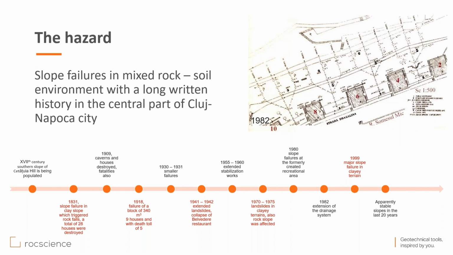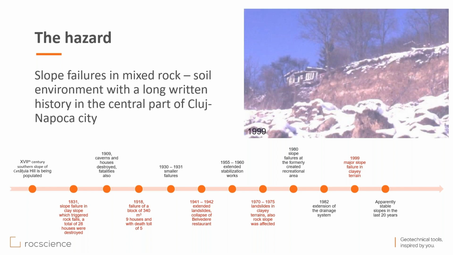During time, there were multiple projects done on the site in order to increase the factor of safety. The most important of them was done in 1982, as you can see in the picture, where deep drainage systems were installed, but unfortunately not on the entire slope. And in 1999, another important slope failure occurred. Since that last failure, it appeared that the slope is in an apparently stable state. But our recent studies of the slope revealed very important aspects that led us to the affirmation that it is a matter of time until the next slope failure can happen.